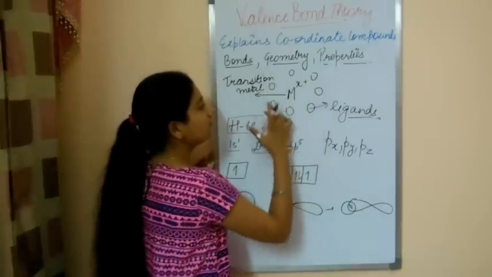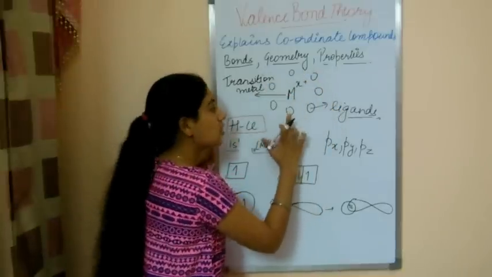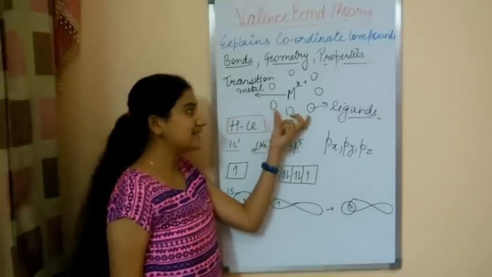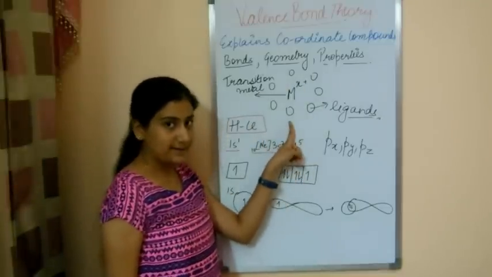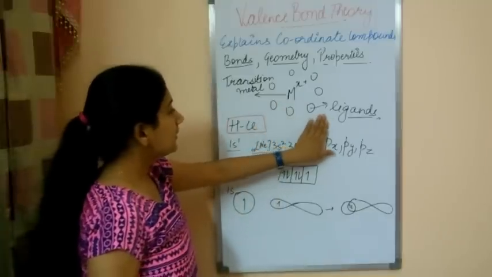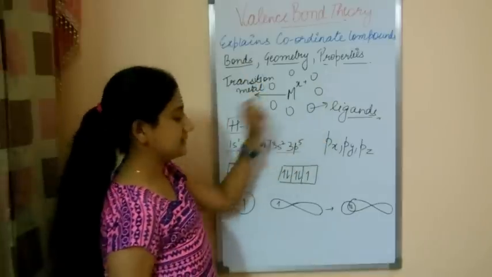The number of ligands which surround the metal atom gives the coordination number. So this is the number. The number of ligands around the metal atom gives the coordination number. Now, the valence bond theory explained the bonds between these.